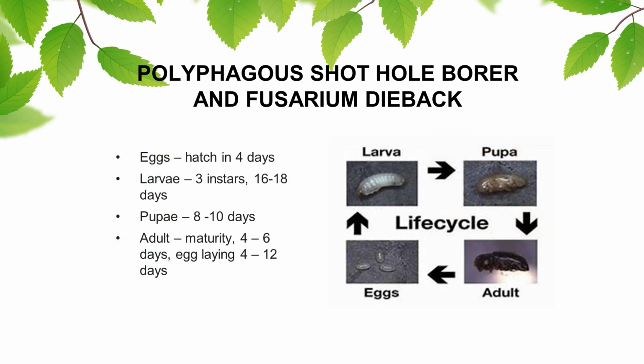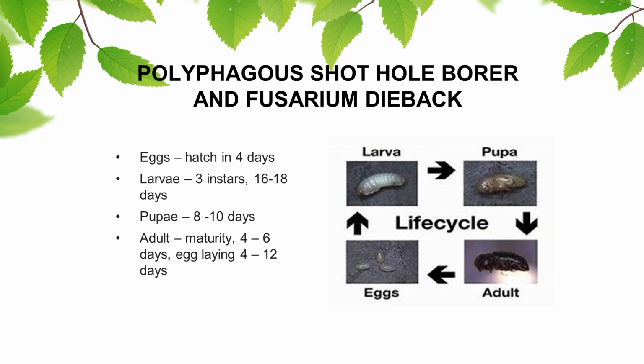The Polyphagous shot-hole borer life cycle consists of 4 stages: eggs, larvae, pupae, and adults. Once the eggs have been laid, they hatch into larvae in 4 days. The larvae go through 3 instars as they develop into pupa. This takes 16 to 18 days. They will pupate for 8 to 10 days before emerging as adults. After emerging, they reach full adult maturity in 4 to 6 days.